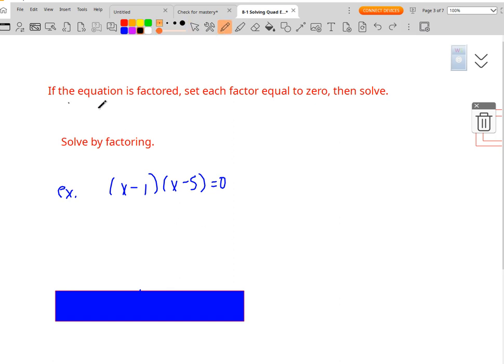So it says, if it's factored, and it is, set each factor equal to 0. That means this factor, x minus 1, equals 0. That means this factor, x minus 5, equals 0. This is called setting the factor equal to 0. Does that make sense?